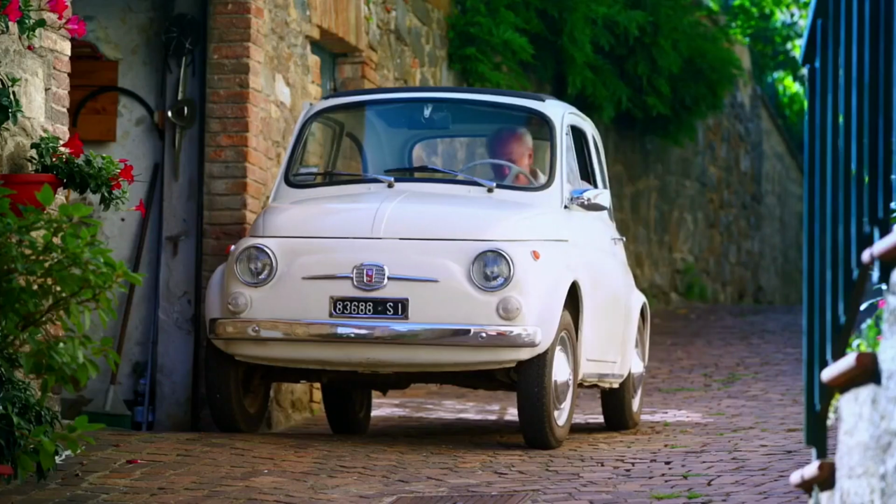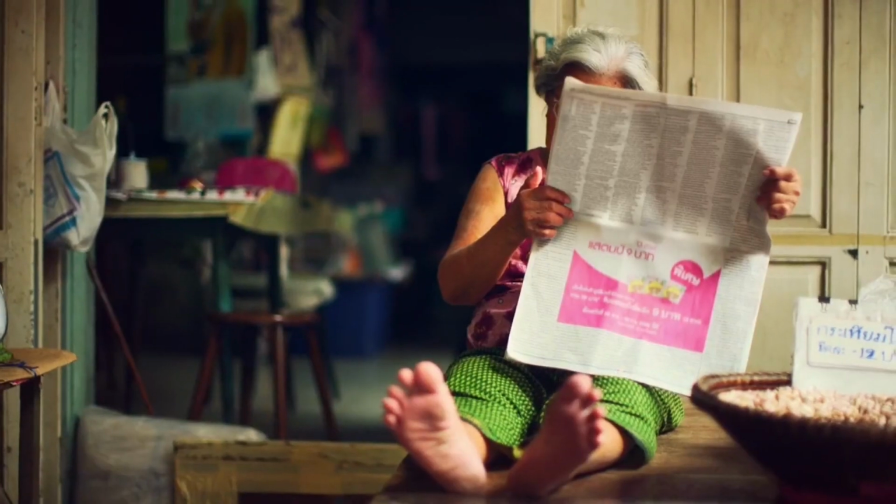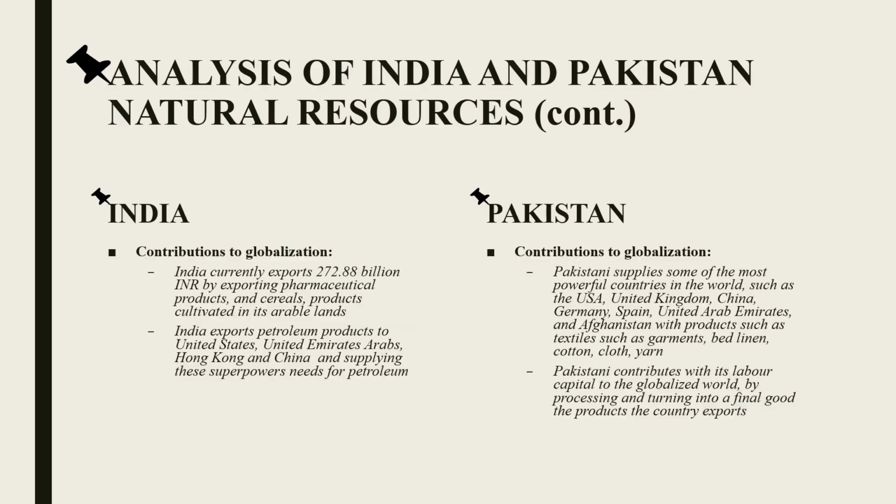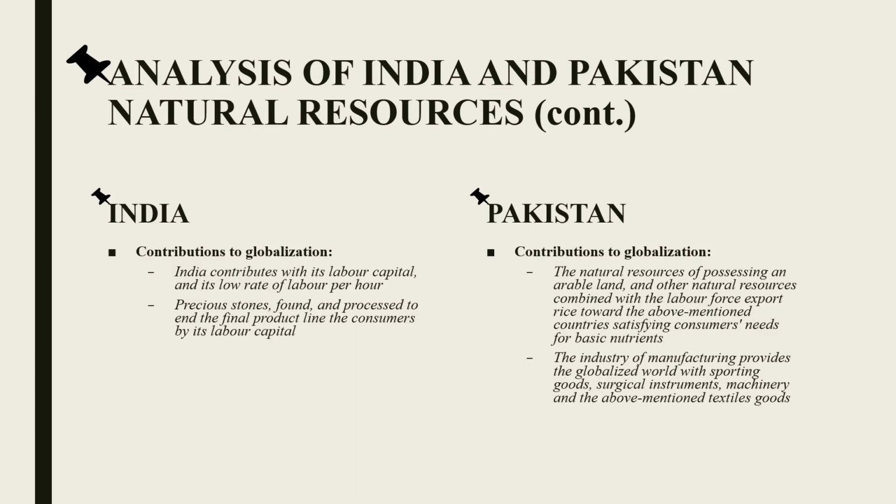Pakistan has abundant arable land as well as petroleum, coal, iron ore, limestone, copper, and salt as its natural resources, but their quality is not high. Pakistanis contribute to the globalized world through labor capital that processes natural resources and transforms them into finished goods for consumers. Pakistan supplies some of the world's most powerful countries with products such as textiles, bed linen, cotton, cloth, yarn, surgical instruments, machinery, rice, etc.